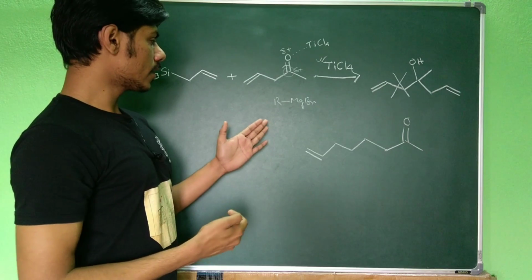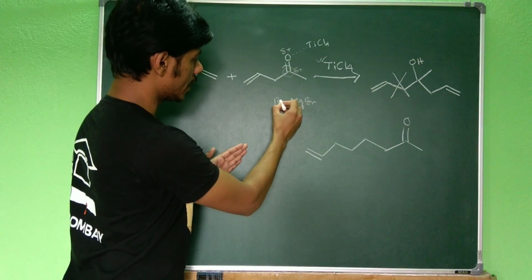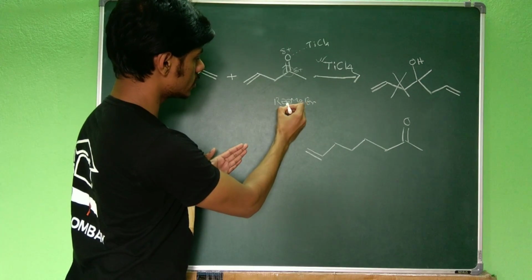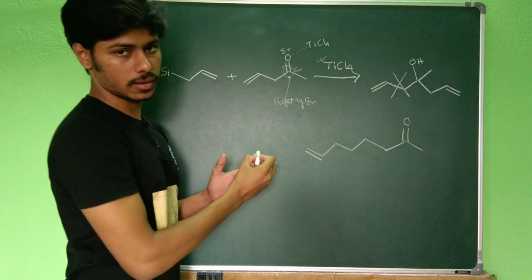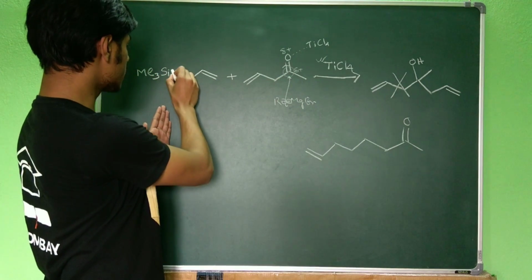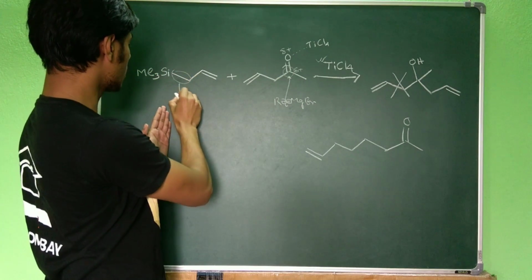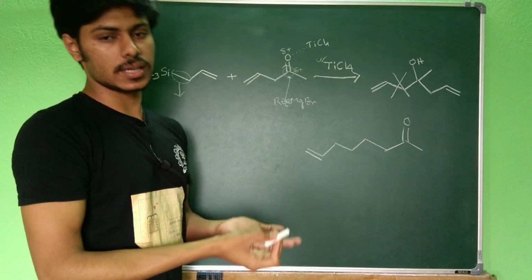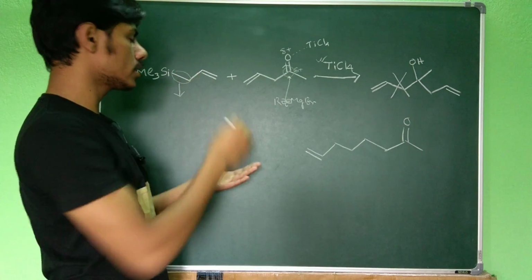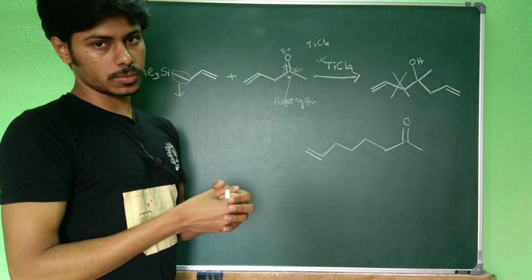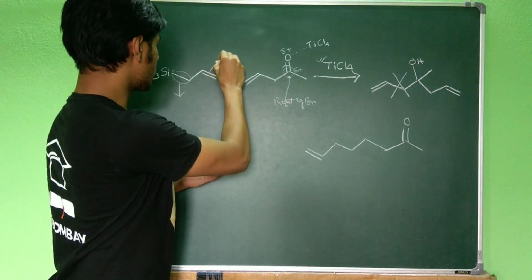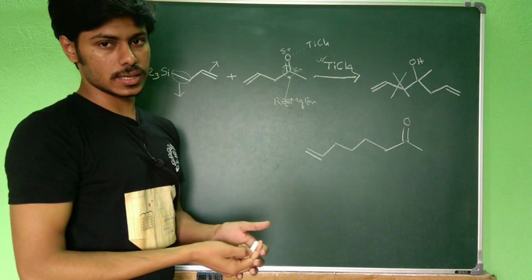So in a Grignard reagent, what happens is this metal carbon sigma bond directly attacks, right? But in case of silicon reagent, this sigma bond is not the nucleophilic center of the molecule. Rather, this pi bond is the nucleophilic center here.